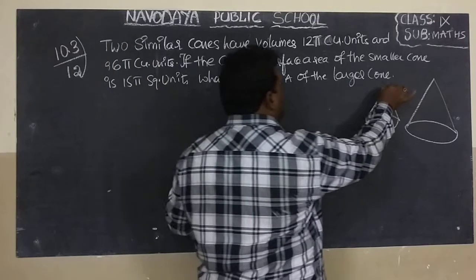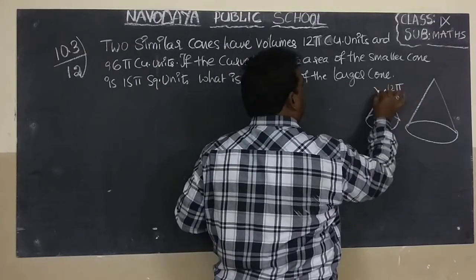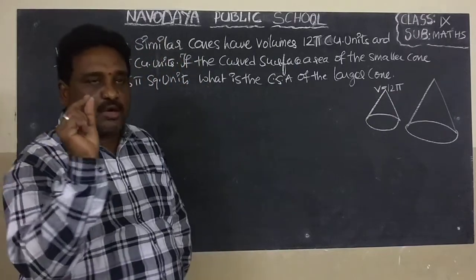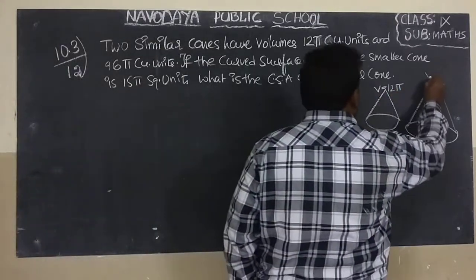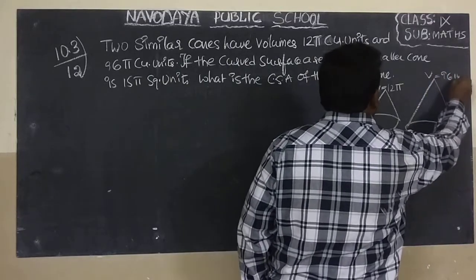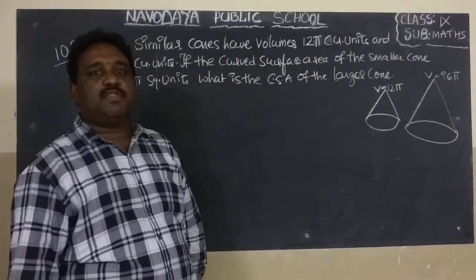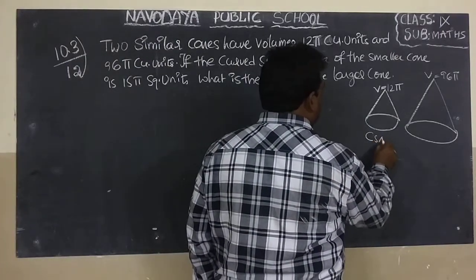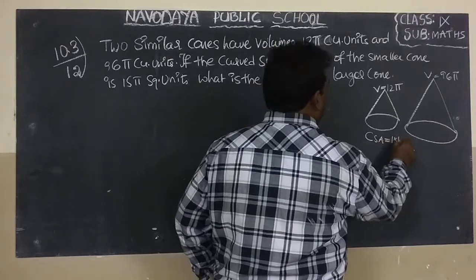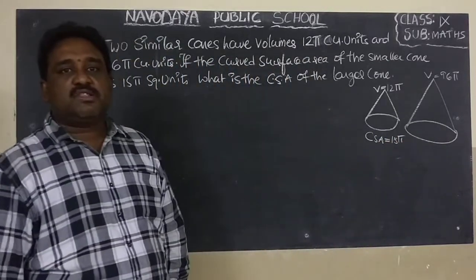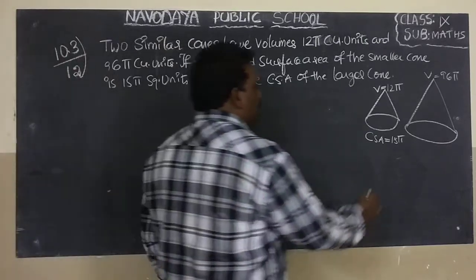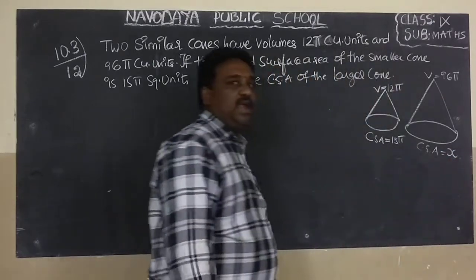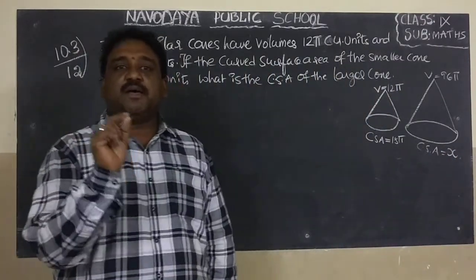So 12 pi belongs to the volume of the smaller cone. 96 pi belongs to the volume of the bigger cone. Then CSA of smaller cone is 15 pi. We need to find out CSA of the larger cone. Let it be x. We don't know.